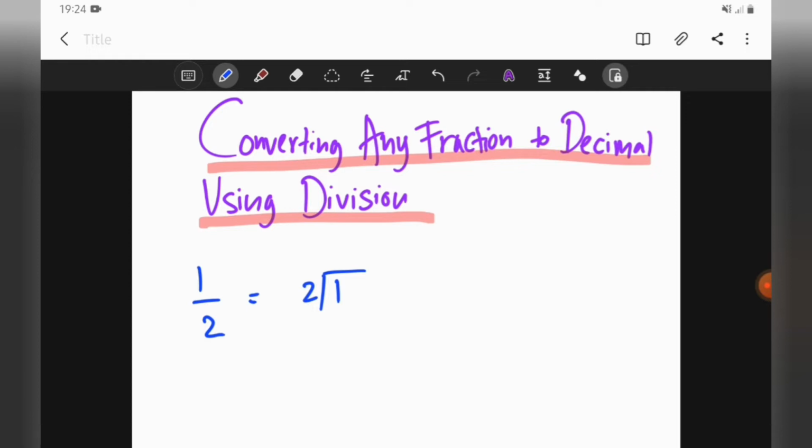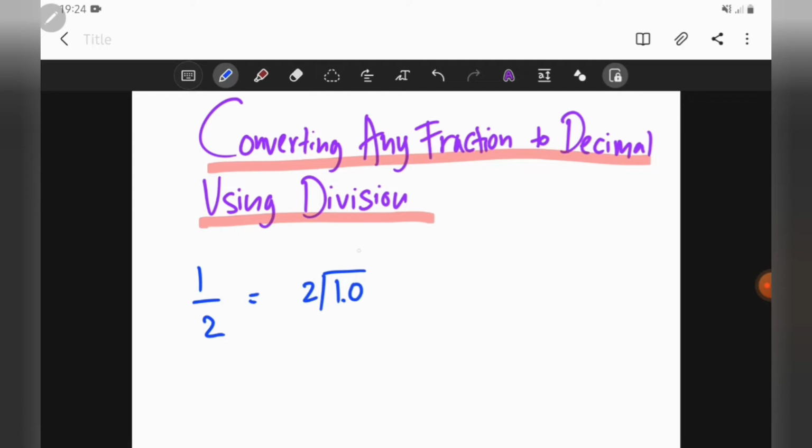Because we know that 2 is too big for 1, we will make this 1 look like 10 by using a decimal point and giving it a 0 there. But remember, we never change the value of 1, because we know that 1.0 or 1.00 or 1.000, they all have the same value. They are 1. So let's use that 1.0 and this looks like 10 divided by 2.